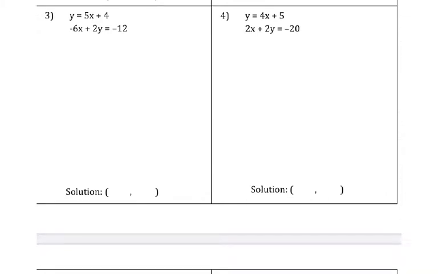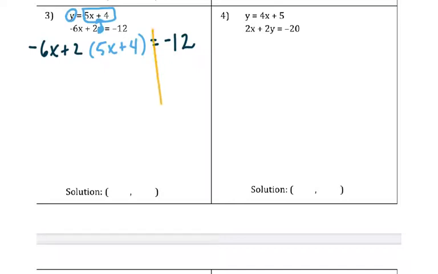So in number 3, same thing. We find the letter that's by itself. Here it is, his name is y. He's all by himself because it says y equals. So I'm going to put a box around what y is. y is 5x plus 4. So now I rewrite the other equation, negative 6x plus 2. But instead of y, I'm writing the expression of what it said that y is, 5x plus 4. Then it says equals negative 12.